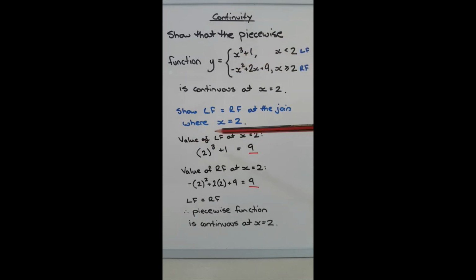Now the value of the left function at x equals 2 is 2 cubed plus 1 equals 9. The value of the right function at x equals 2, so it's negative 2 squared plus 2 times 2 plus 9 is equal to 9. Left function is equal to right function, therefore the piecewise function is continuous at x equals 2.